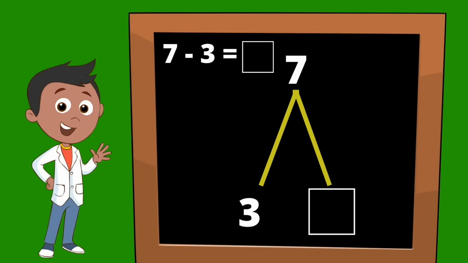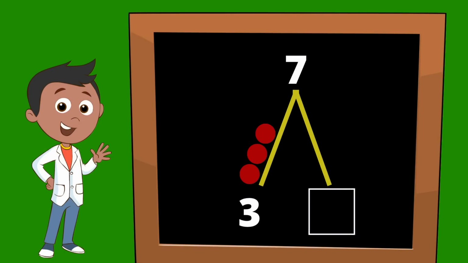Next, we can use our circles. Just like before, we're going to draw circles using the information that we do know. Right now, we know that there are 3 circles on the left. So let's draw 1, 2, 3 circles. We also know that we are going to have a total of 7 circles. So on the right side, let's count on from 3 until we get to 7. Starting with 3. We have 4, 5, 6, 7. Now we have 7 circles.